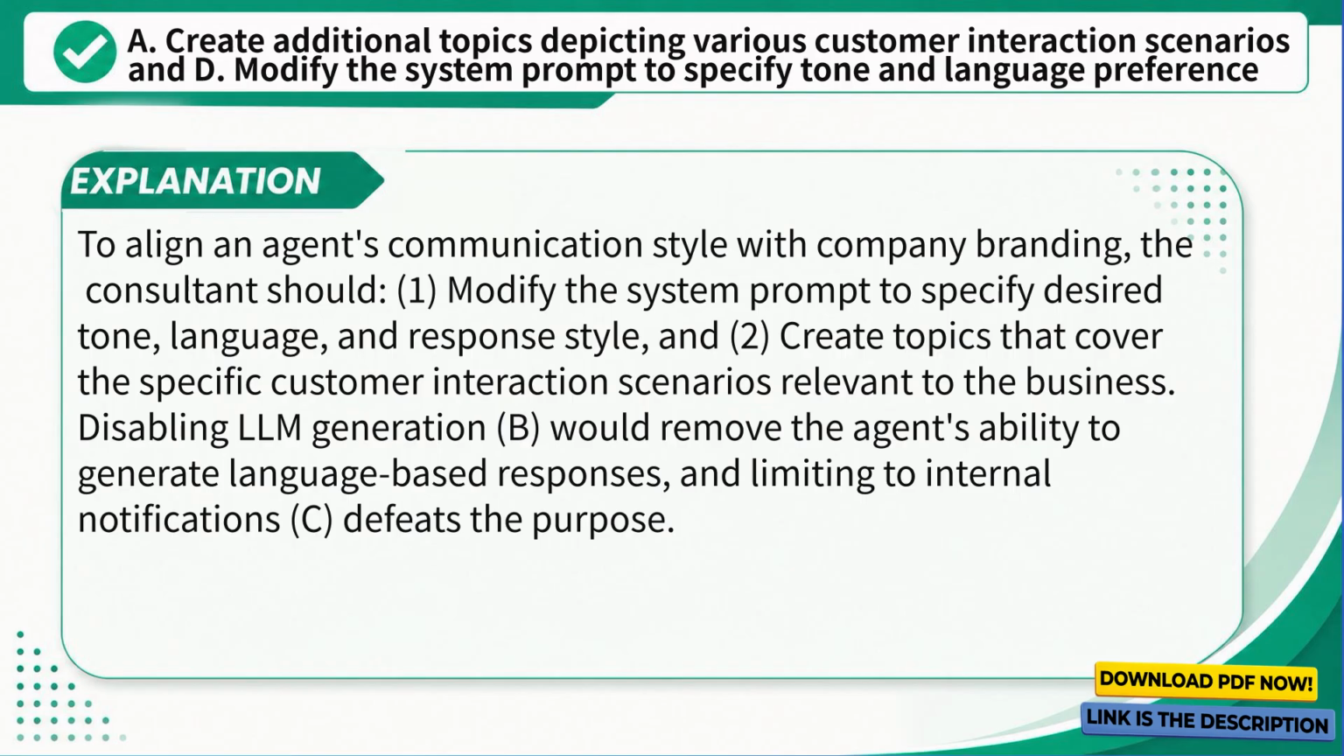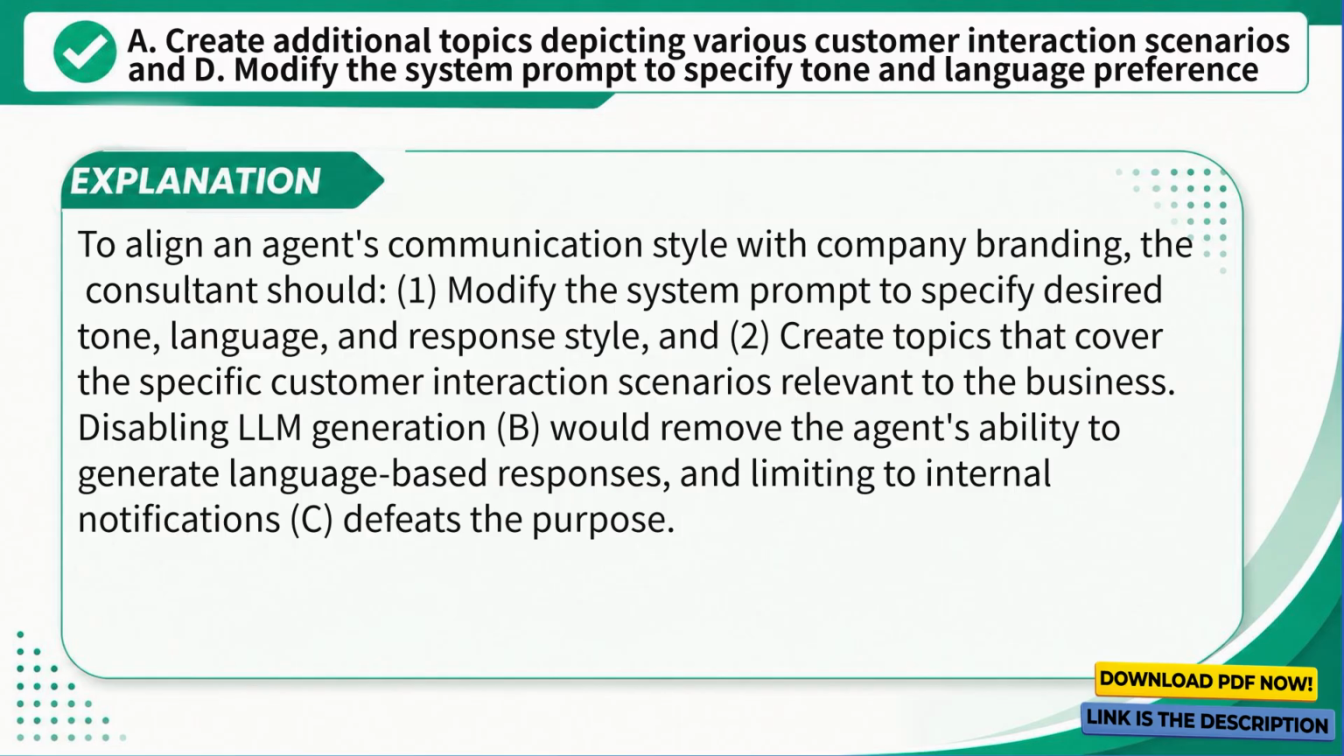Correct answer. A. Create additional topics depicting various customer interaction scenarios. And D. Modify the system prompt to specify tone and language preference. Explanation. To align an agent's communication style with company branding, the consultant should 1. Modify the system prompt to specify desired tone, language, and response style. And 2. Create topics that cover the specific customer interaction scenarios relevant to the business. Disabling LLM generation, B, would remove the agent's ability to generate language-based responses, and limiting to internal notifications, C, defeats the purpose.